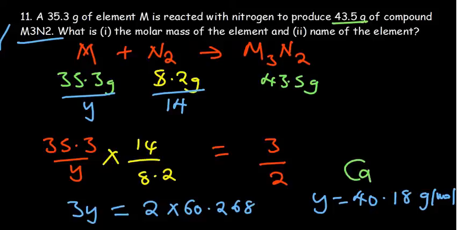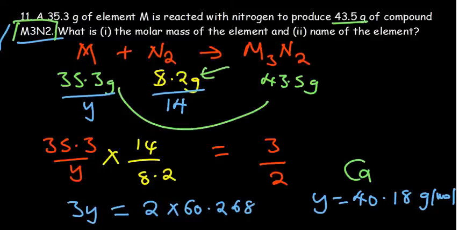Yeah, so we found the molar mass of the element, and then we've also named the element by just using the ratio there, and then of course by finding the difference to get the mass of our nitrogen.